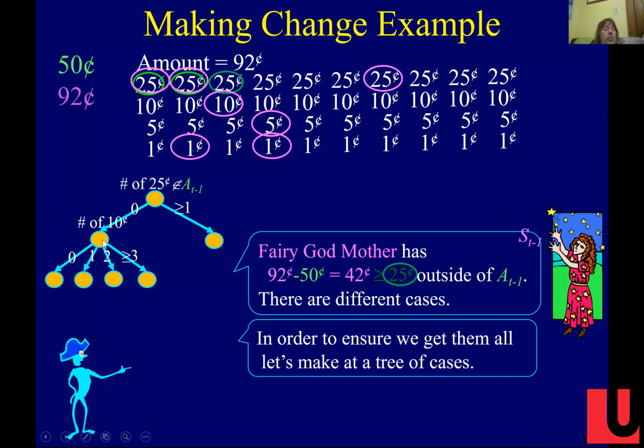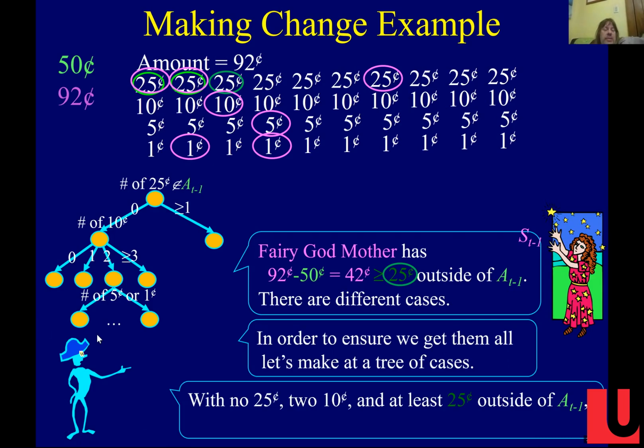And then within that we can talk about how many nickels she has, how many pennies she has, right? And for each of these leaves here, we're going to have to prove that in that case everything works out the way we want it to work out, right? Now, let's just look at the cases here.